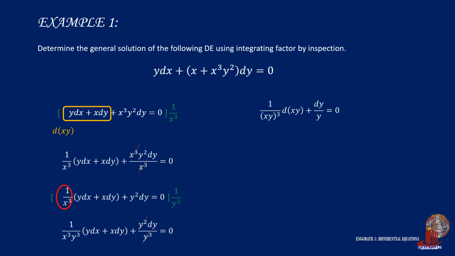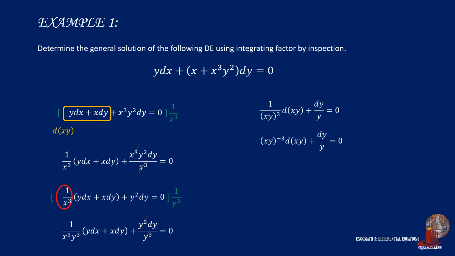Now we can simplify the equation as 1 all over xy cubed times derivative of xy plus dy all over y is equal to 0, which can also be written as xy raised to negative 3 derivative of xy plus dy all over y is equal to 0. And this function is ready to be integrated.